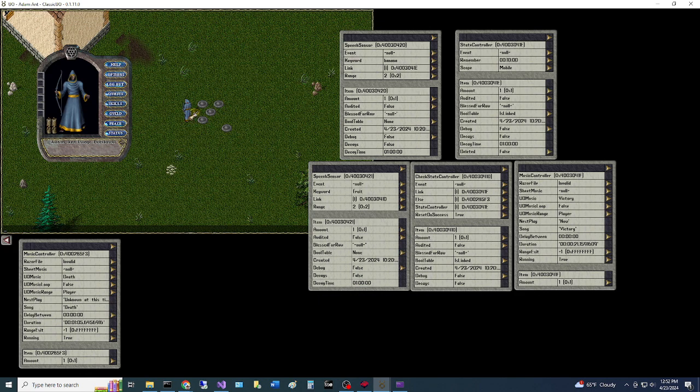And so the first chain here is a speech sensor and a state controller. The second chain is a speech sensor, a check state controller, and a music controller. So the objective here is to say the word that is required by the speech sensor. In this demo, it's banana. And then say the word indicated by this speech sensor, and in our demo here it's fruit.